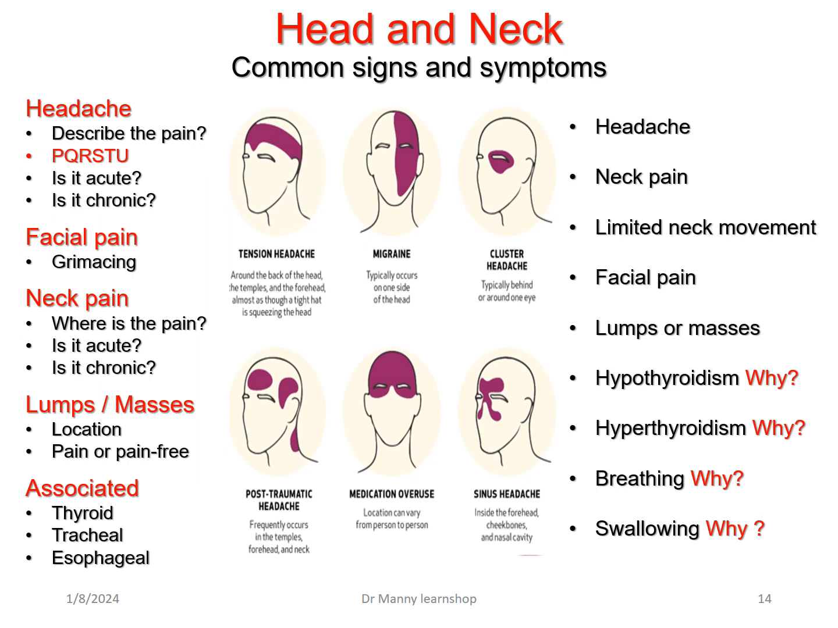When it comes to neck pain, you would be asking, where is the pain? Is it acute, sudden, or is it chronic, ongoing? In respect to lumps and masses, where are they located? And do these lumps have pain or tenderness, or are they pain-free? And they could be associated with conditions like thyroid conditions, tracheal conditions, esophageal conditions.